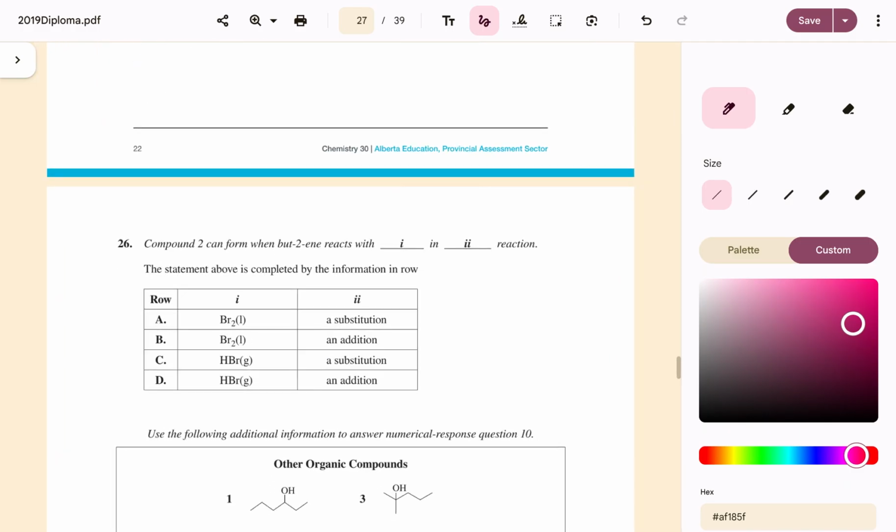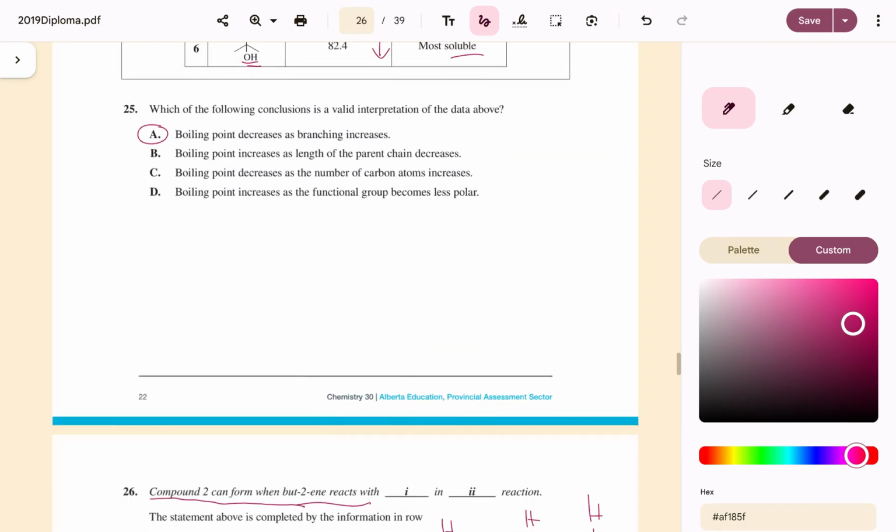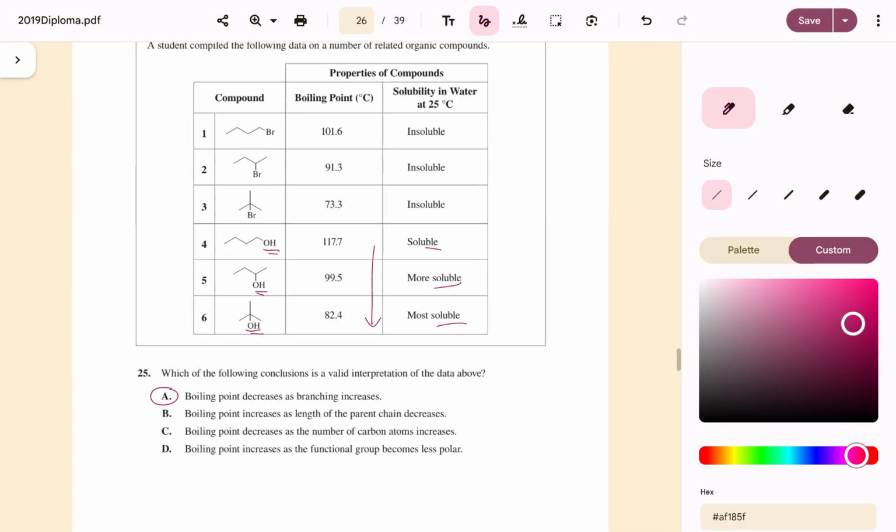Now it's asking about what compound 2 can form when but-2-ene reacts. But-2-ene means you have a double bond between carbons 2 and 3, and then the rest of these would have hydrogens. So carbons 1 and 4 need 3 hydrogens each, and carbons 2 and 3 need 1. And if you want to form compound 2, it is this one here.